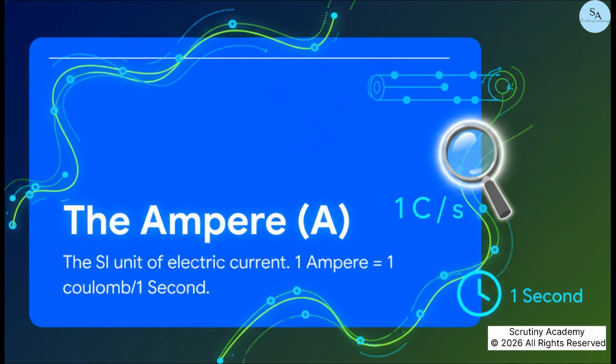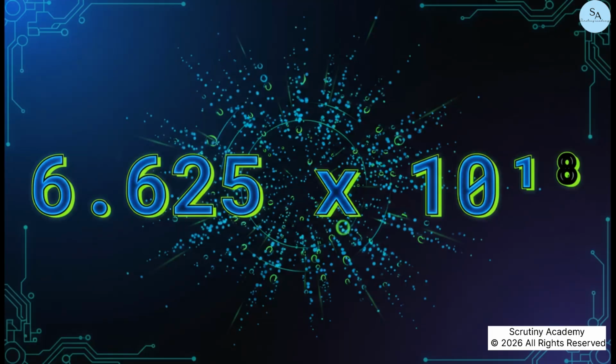And the way we measure this traffic flow is with a unit called the amp, or ampere for short. So if you have 1 amp of current, that just means 1 coulomb of charge is cruising past your checkpoint every single second. Simple as that. And this is where things get pretty wild. 1 single coulomb of charge? That's not just a handful of particles. We are talking about more than 6 quintillion electrons. That's a 6 with 18 zeros after it. It's an absolutely mind-boggling number of electrons all moving together.